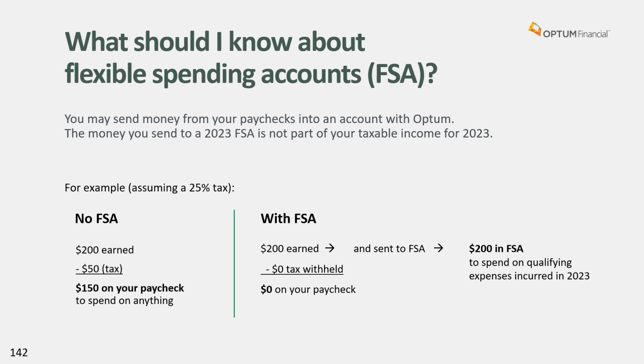If they had elected the flexible spending account and had sent the $200 they'd earned into the flexible spending account, then no taxes were withheld from that $200. The money wasn't paid to them on their paycheck. Instead, that full $200 was sent to their flexible spending account, and it is now waiting for them to be spent on certain qualified expenses that they incur in 2022.